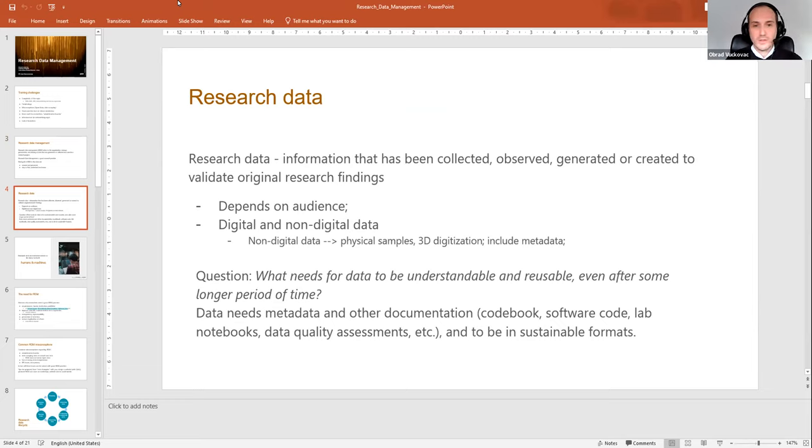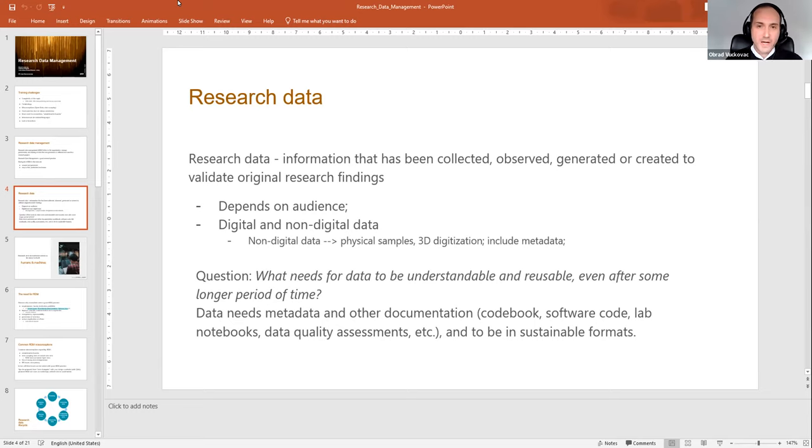Also, it is very important to define what research data is. It depends on the research field, and it depends on the researchers. What is also important is to explain that there is not just digital data, there is also non-digital data. This is especially true for the fields of social sciences and humanities. They often deal with non-digital data that can also be managed. You can manage physical samples, you can digitize physical objects, like 3D digitization, but these physical objects can also include metadata, which is also part of the data management process.